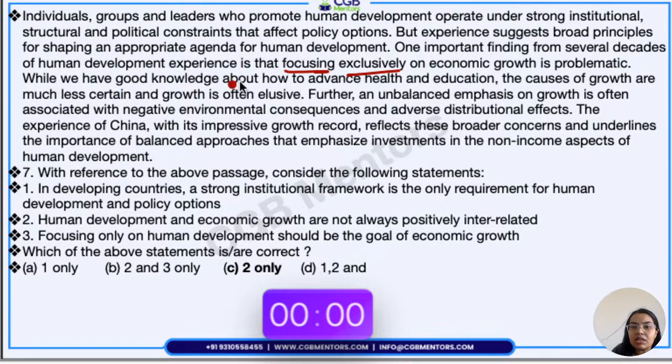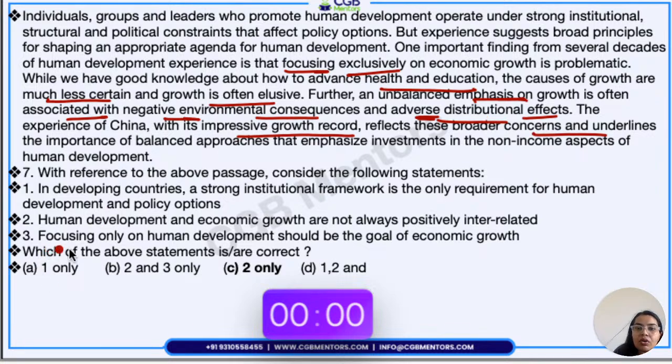While we have good knowledge about how to advance health and education, the causes of growth are much less certain and growth is elusive. Growth एकदम clear cut चीज नहीं है उस चीज को समझने की. Further, an unbalanced emphasis on growth is often associated with negative environmental consequences, और adverse effects होते हैं जो distribution related होते हैं. Experience of China, China का एग्जाम्पल है, with all its massive record growth reflects broader concerns. Growth है लेकिन फिर भी concerns तो हैं. So that's how it is.